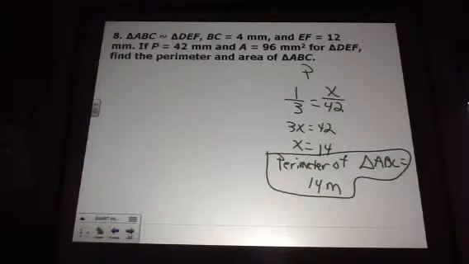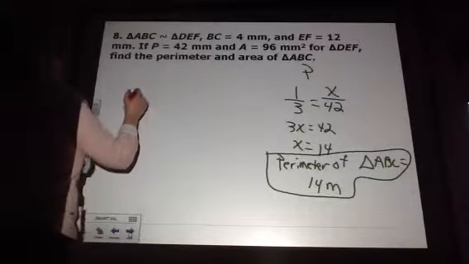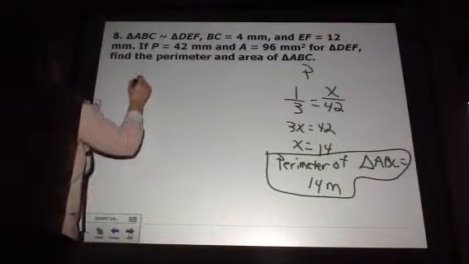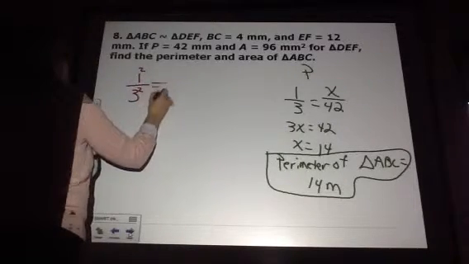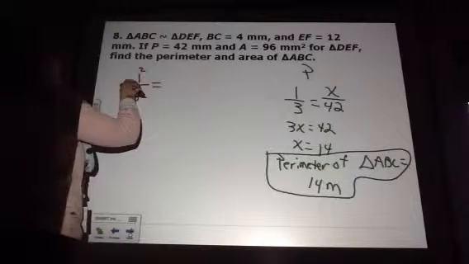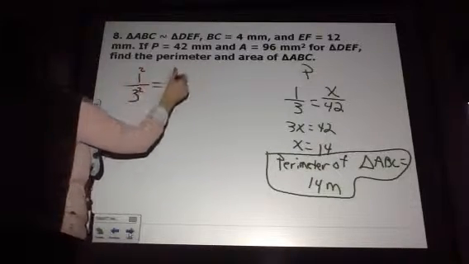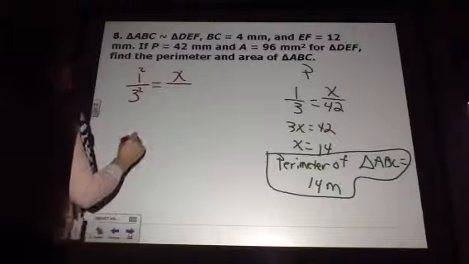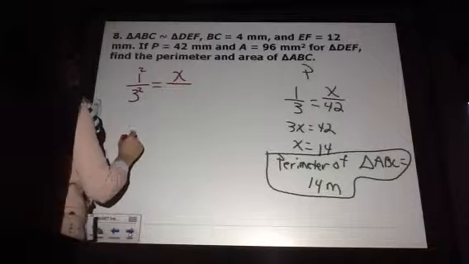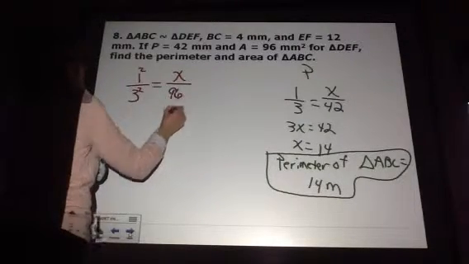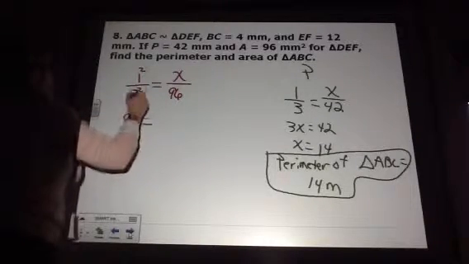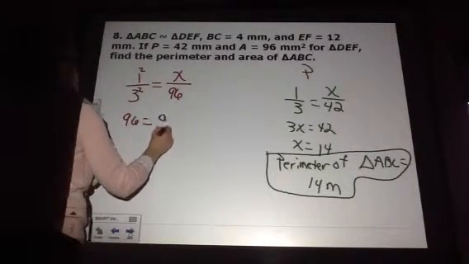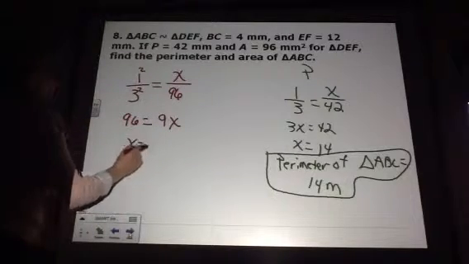All right, now we got to find the area. So our ratio for area is 1 squared over 3 squared equals, 1 represents triangle ABC, that's what we're solving for. So there's where your X goes. And the area of triangle DEF is 96. So do your cross product. 1 squared times 96 is 96. 3 squared times X is 9X.